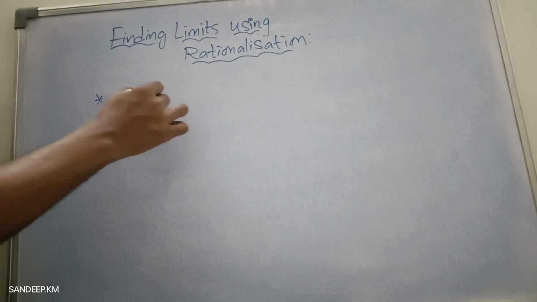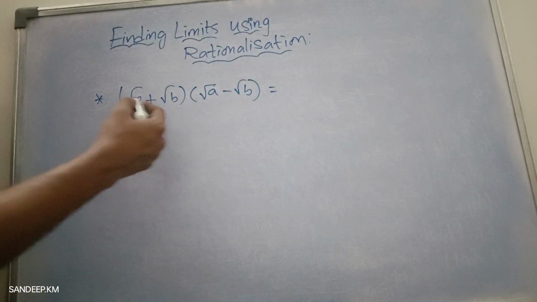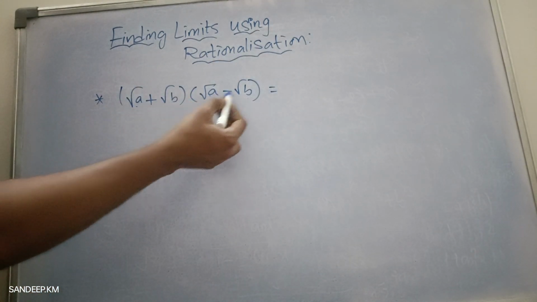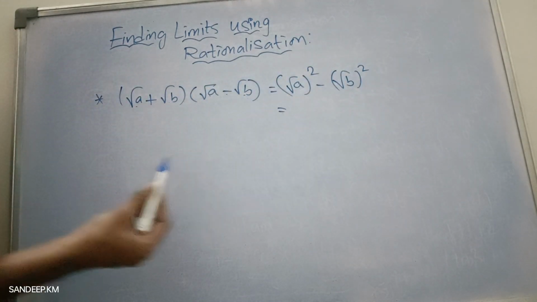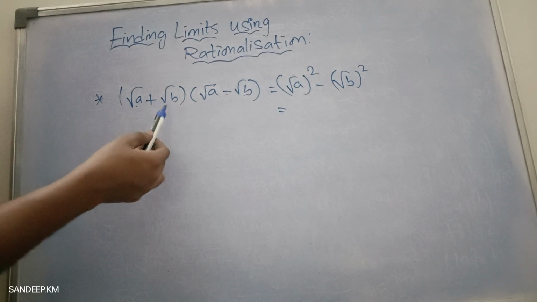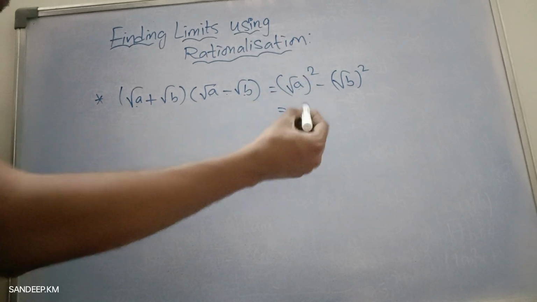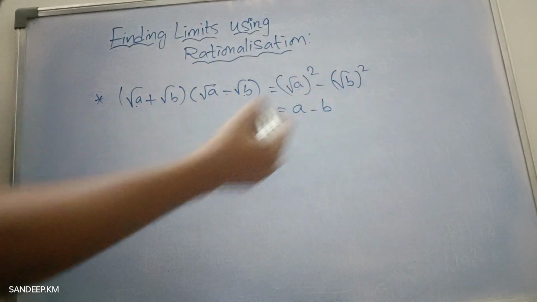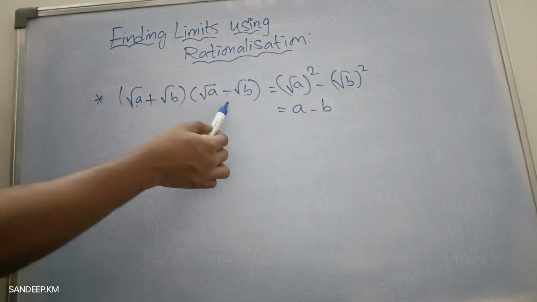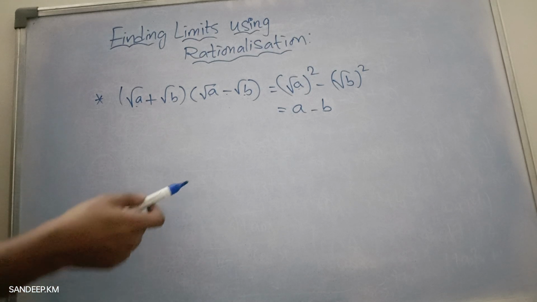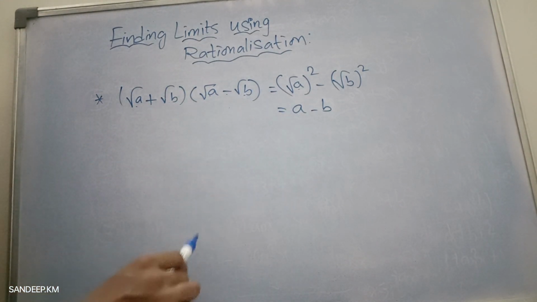Root a plus root b into root a minus root b is equal to what? Using (a plus b) into (a minus b), you get a square minus b square. So instead of a we have root a and instead of b we have root b. Now (a plus b) into (a minus b) is a square minus b square. Here root and square get cancelled, you get a. Root and square get cancelled, you get b. So we already know that root a minus root b is the rationalizing factor of root a plus root b, and root a plus root b is the rationalizing factor of root a minus root b, and the product will give you a rational number, a minus b.